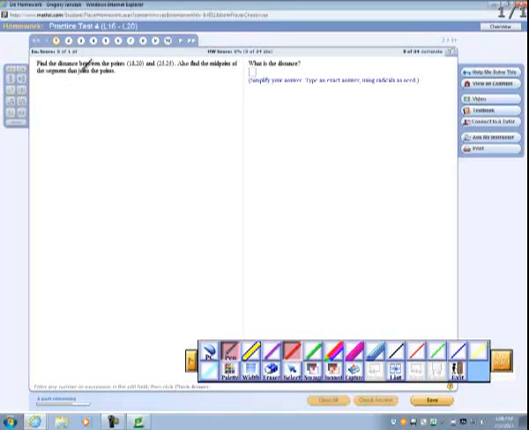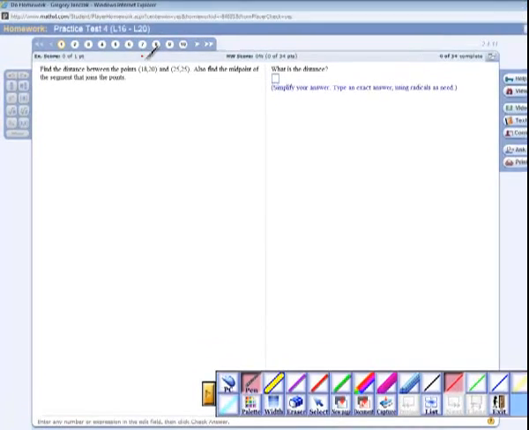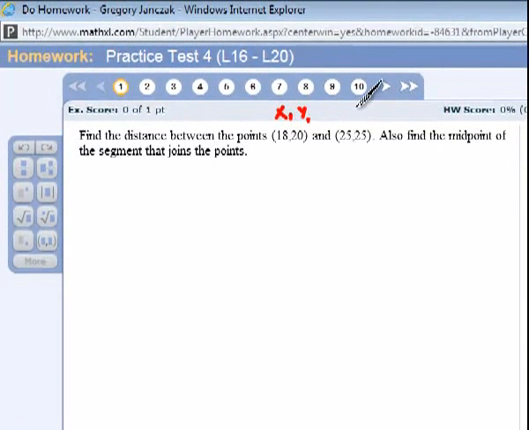We want to find the distance between these two points. Let's say we call them x1, y1, and x2, y2. Okay? Let's start with the distance formula. Dylan, what would be that formula?